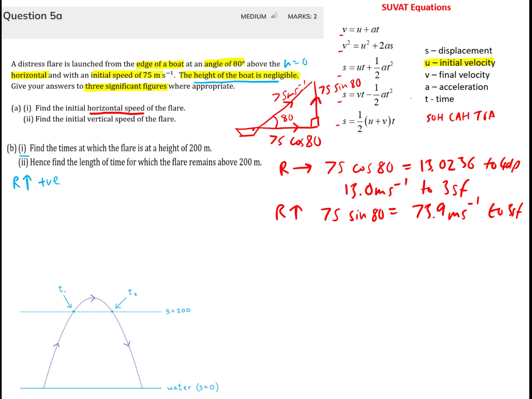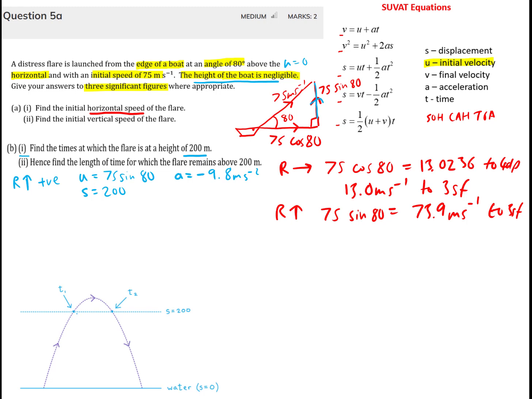So we have u equals 75 sine 80. Now we know acceleration is going to work on it. So acceleration is going to be minus 9.8. And it says 200, so s is going to be 200. Now I'm going to show you this flare. It is going to flow like this, and s is equal to 200.